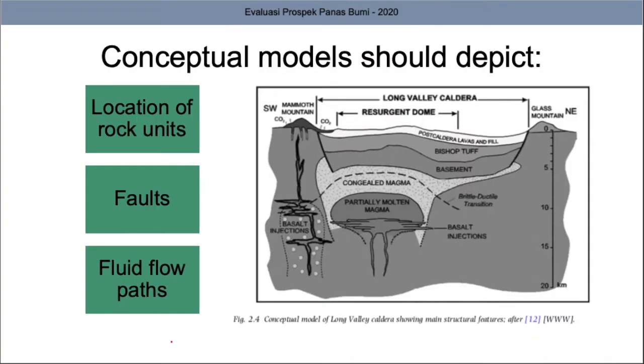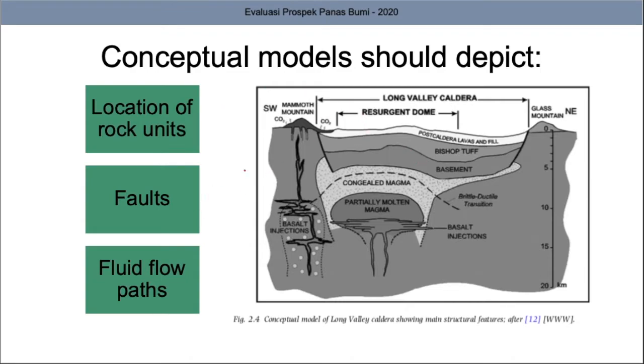Then, after all the investigation, we combine all the geological, geochemical, and geophysical data and we build a conceptual model, where usually the conceptual model should depict the location of the rock units, where the faults are, and where the fluid flow paths are.